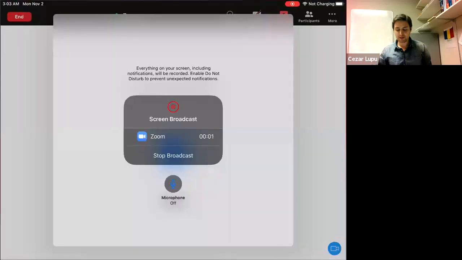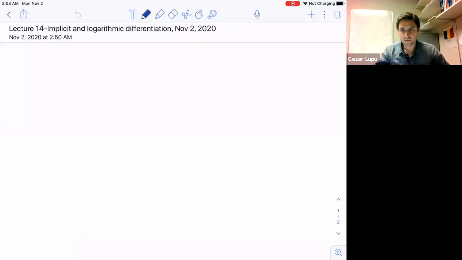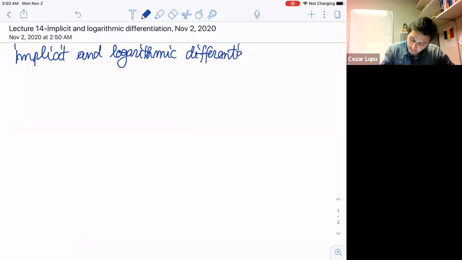Let's get started. Okay, so let me start with something easy so that you can get a little bit the picture of what's going on in here. So like I said in the title, we will be talking about implicit and logarithmic differentiation. Anyway, let's write it: implicit and logarithmic differentiation.